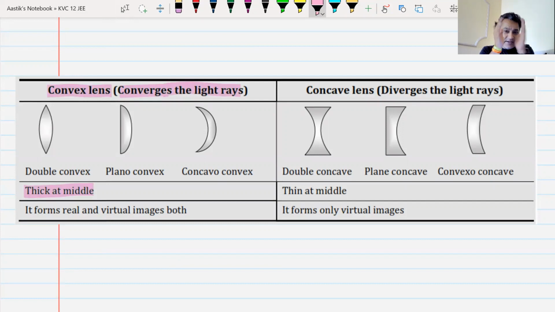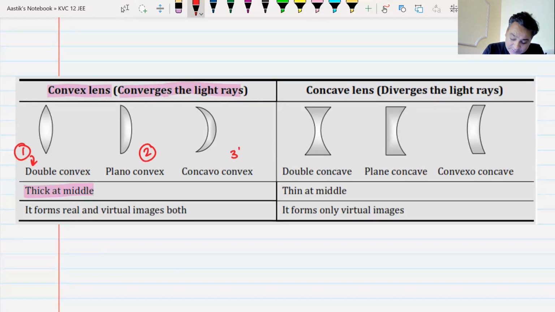They are thick at the middle and thin at the edges. Do we understand this? Yes, sir. The first lens that we see is convex from both sides. It is double convex. Do we understand this? Yes, sir. The second lens is plane from one side and convex from the other side. It is known as plano-convex.